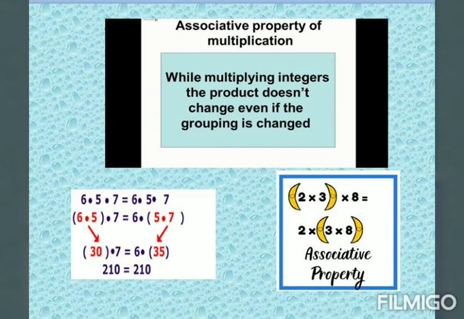See children, here is another example. You try this to prove the associative property under multiplication in integers.